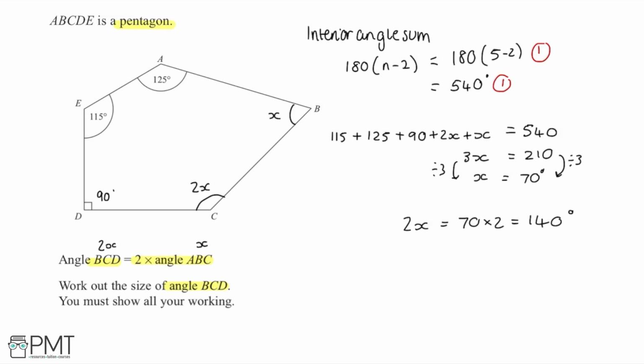The third mark is for a process to start finding the angle ABC, so for summing together all of these and setting up the equation here. And then another mark is going to be for further process to find this angle, so for having this line here of 3x being equal to 210. And then the final mark is going to be for the final correct answer here of 140 degrees for this question.